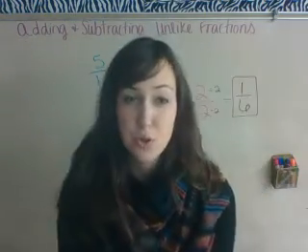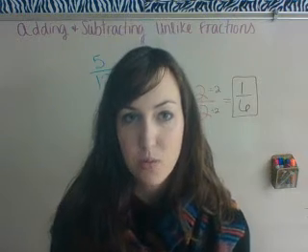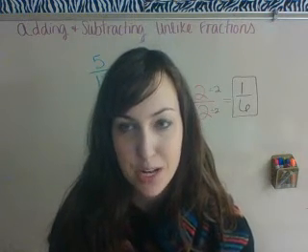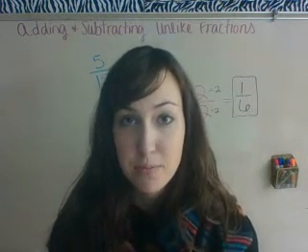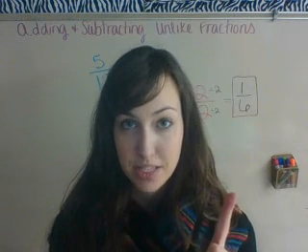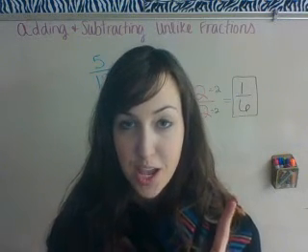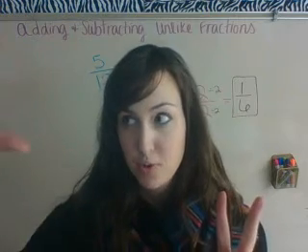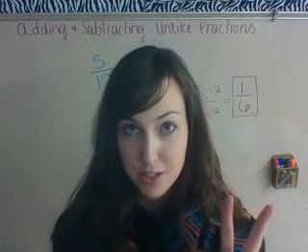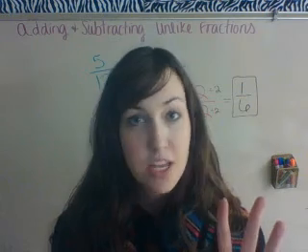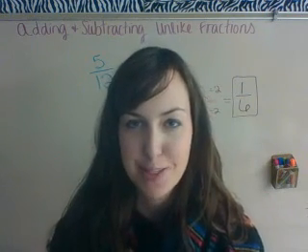So same type of story for adding and subtracting with unlike denominators. The biggest thing you have to remember is step 1, find common denominators. Step 2, make the numerators match those common denominators. And step 3, you either add or subtract across, same as what we've been doing.